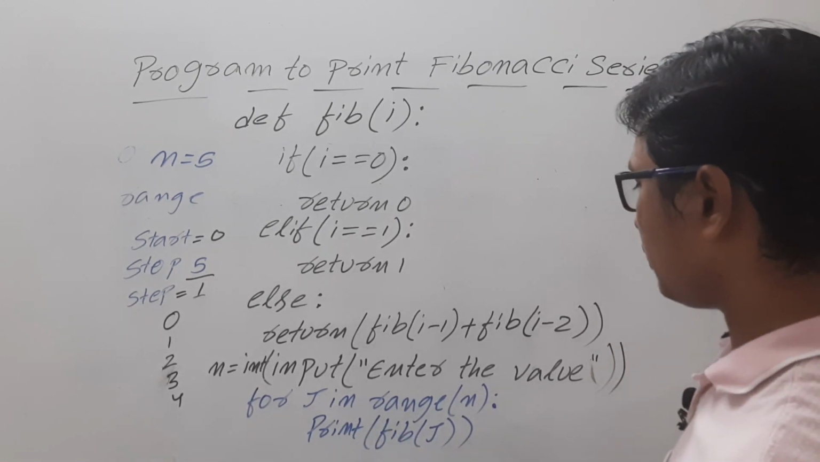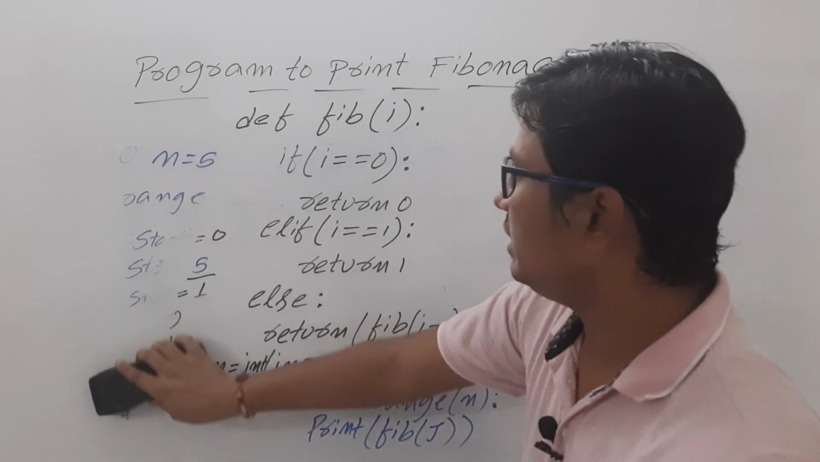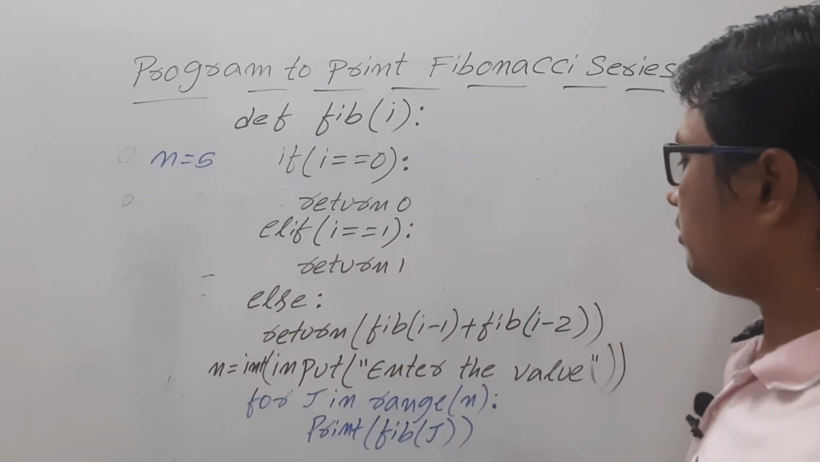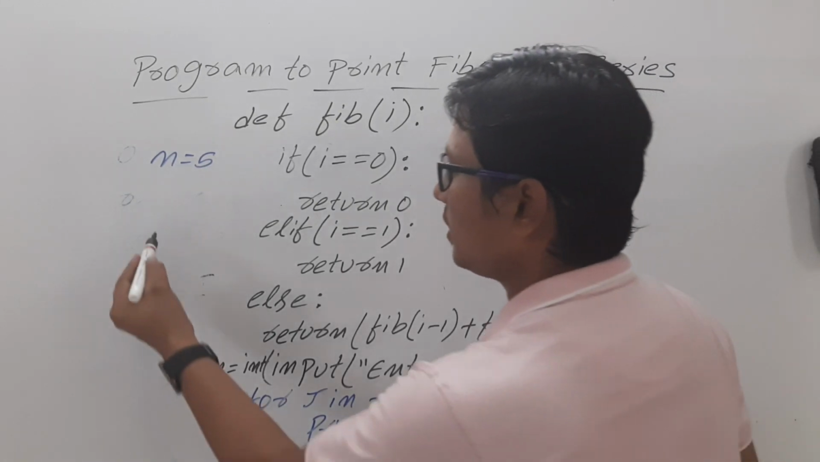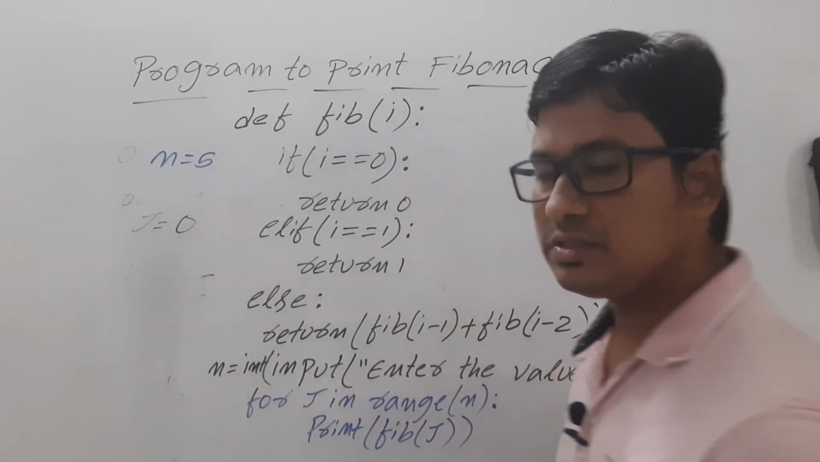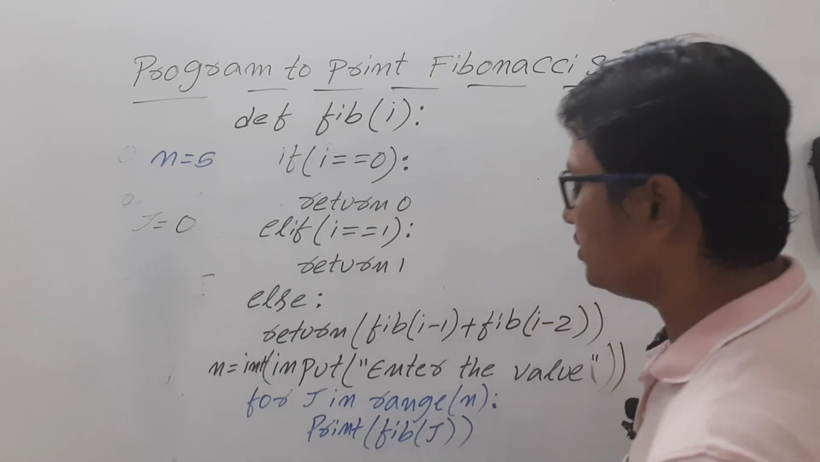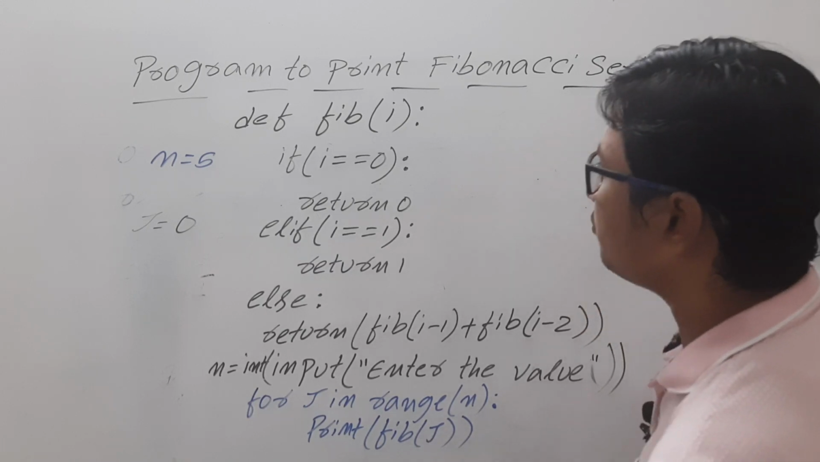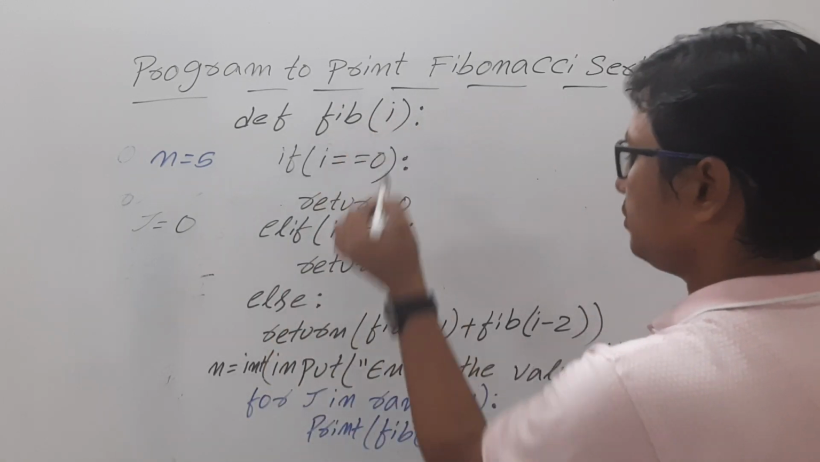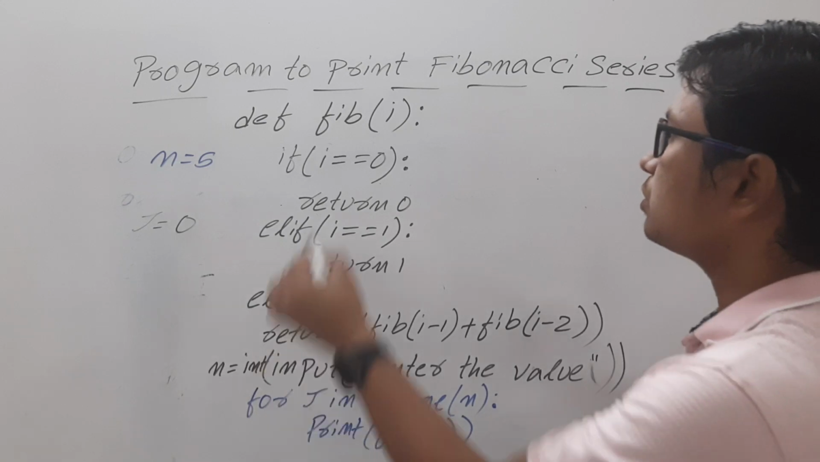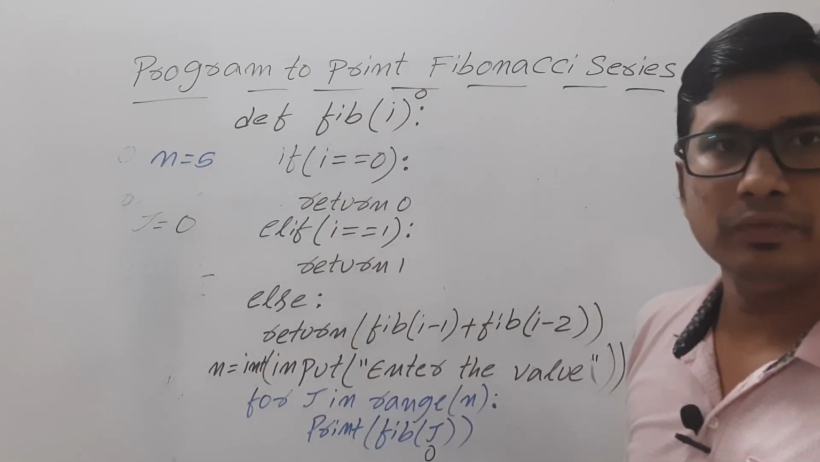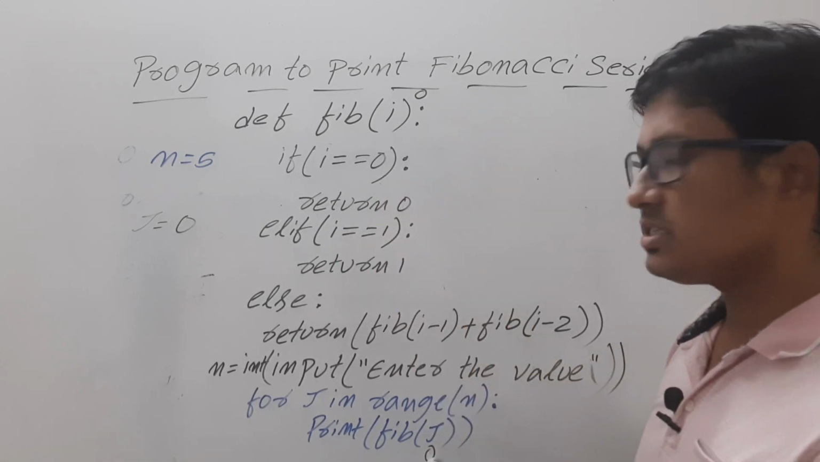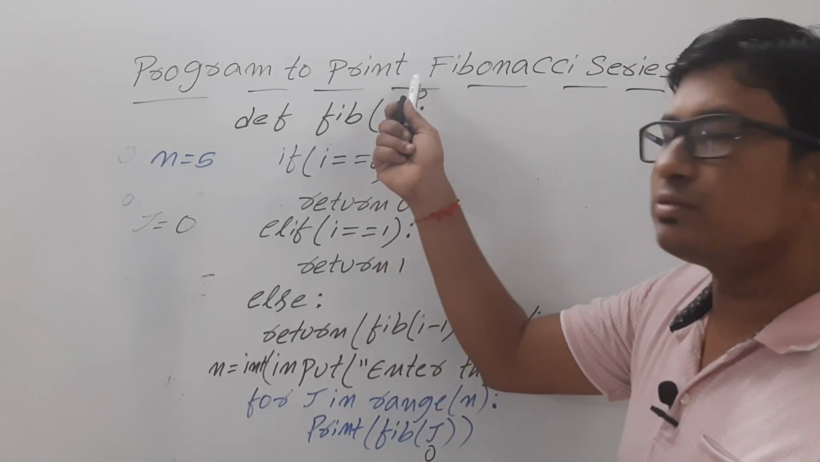So here what I have done, range of n. Initially the j value will be how much? 0. Are you able to understand? The j value is 0, so print fib of j. So I am calling the function. Now j is 0 here, so I will get the value as 0. Are you able to understand it or not? So you are calling a function and you are passing the value 0, so I will receive the value as 0.